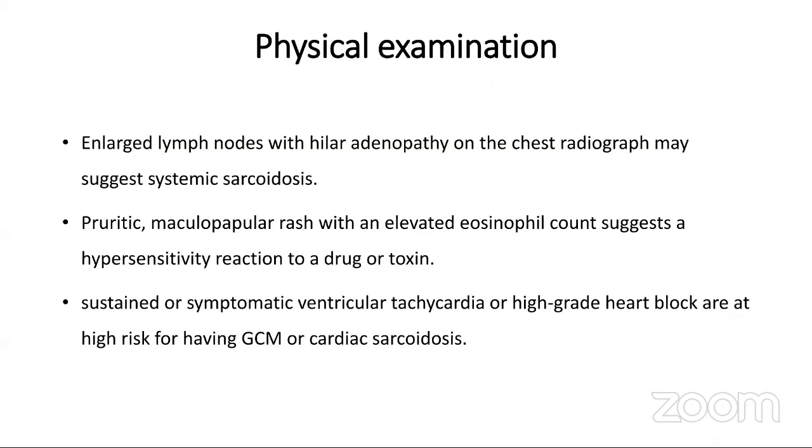On physical examination, when we examine the heart, we may find a picture of heart failure, like chamber enlargement, S3 gallop, elevated jugular venous pressure, and lower limb edema, and the systemic examination may show clues toward the diagnosis of a specific etiology, like the presence of enlarged lymph nodes with hilar adenopathy on chest X-ray, which suggests sarcoidosis. The presence of a maculopapular rash, especially with an offending agent like a drug added recently, usually within 2 months, and the presence of peripheral eosinophilia suggests a hypersensitivity reaction and eosinophilic myocarditis. Sustained or symptomatic ventricular tachycardia or high-grade AV block speaks of giant cell myocarditis or cardiac sarcoidosis.